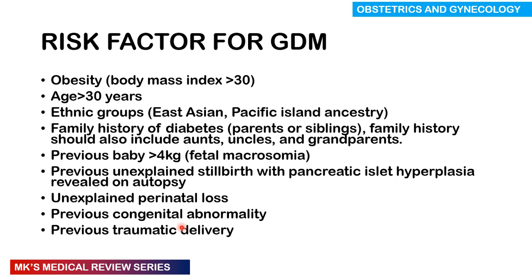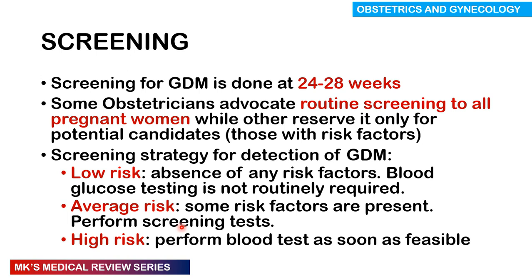And these are very important because once you identify some of these risk factors, you do have to screen these women for gestational diabetes. So how do we do the screening? The screening is ideally done at 24 to 28 weeks, and there are two groups of thought. There are those that believe that every single pregnant woman should be screened for gestational diabetes. Then there's another school of thought where they believe that screening should be done for those patients that are at potential risk, those that are either average risk or high risk.